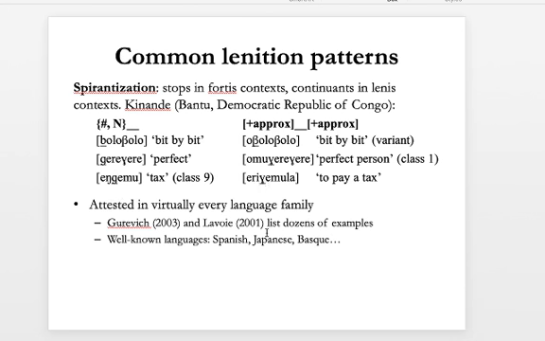This process, spirantization, is attested in just about every language family on Earth. So if you look through typological surveys, you'll find dozens of examples of languages with some kind of spirantization process. And this includes some very familiar languages like Spanish, Japanese, and Basque, as well as a number of less studied and less well-known languages. This is just a very, very common pattern. It also sporadically happens in English.